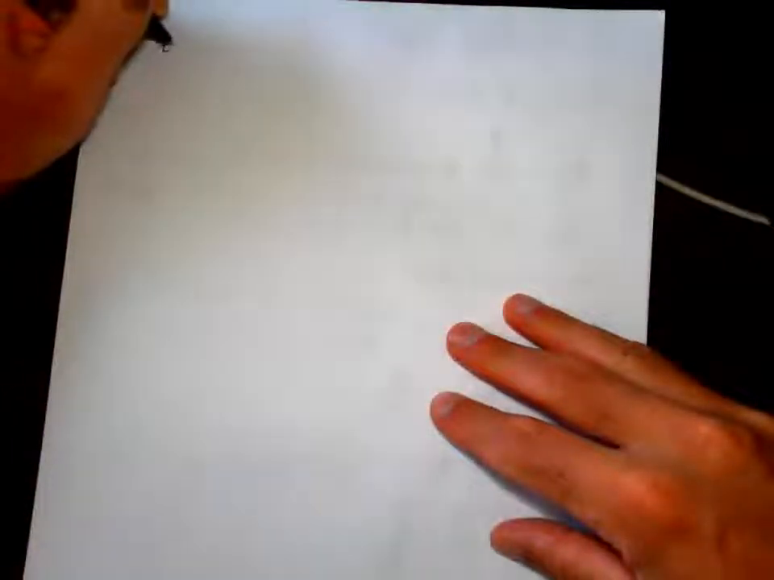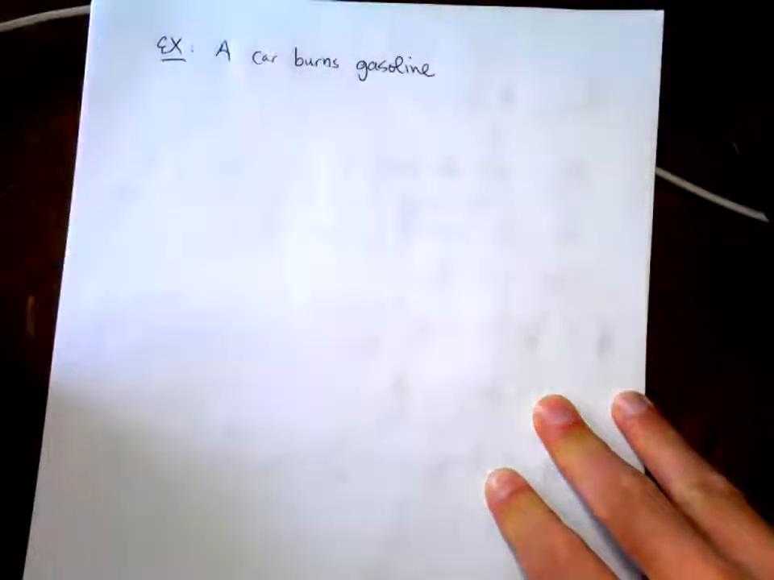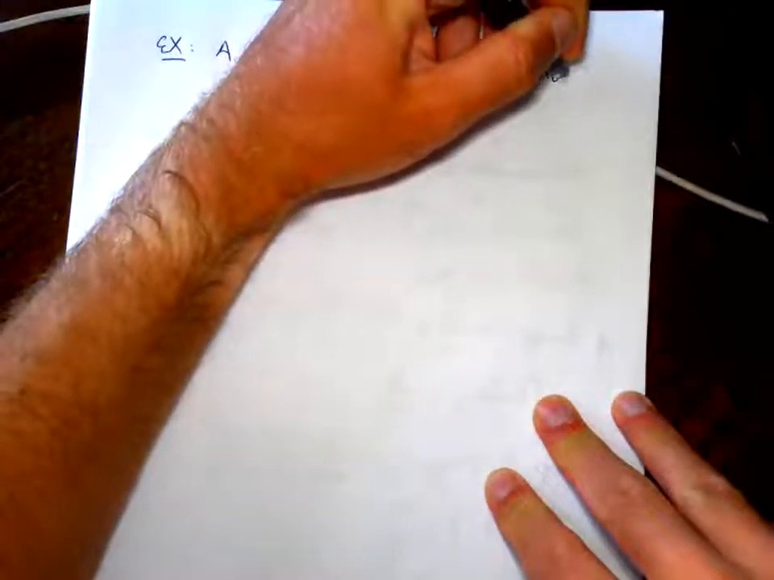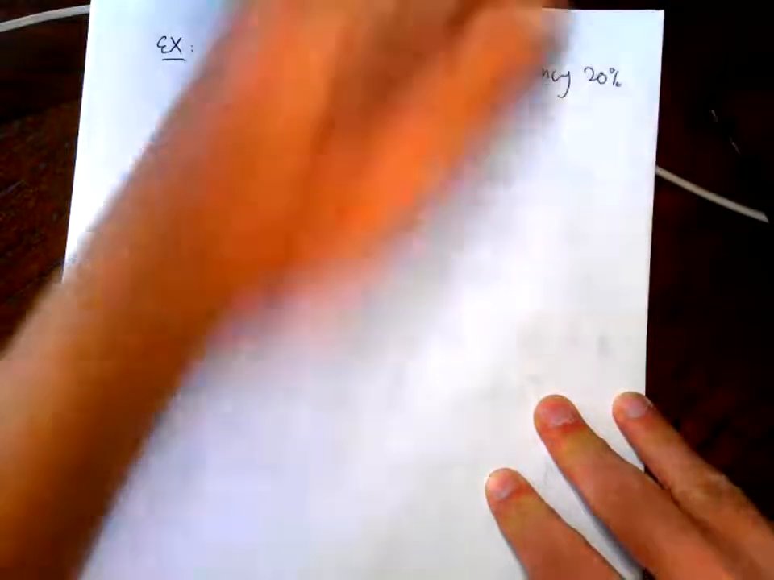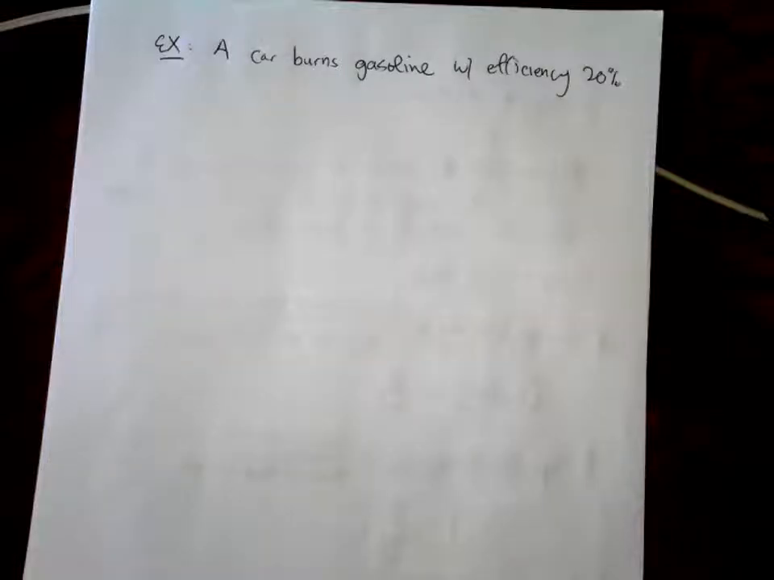So let's do an example to see how this works. A car burns gasoline with efficiency of 20%. That's pretty close to the real efficiency of a car. It's around 20%.